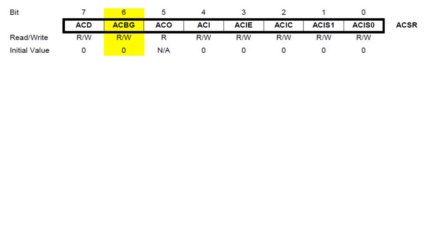When this bit is set, a fixed band gap reference voltage replaces the positive input to the analog comparator. When this bit is cleared, AIN0, the external voltage, is applied to the positive input of the analog comparator. The output of the analog comparator is synchronized and then directly connected to ACO.